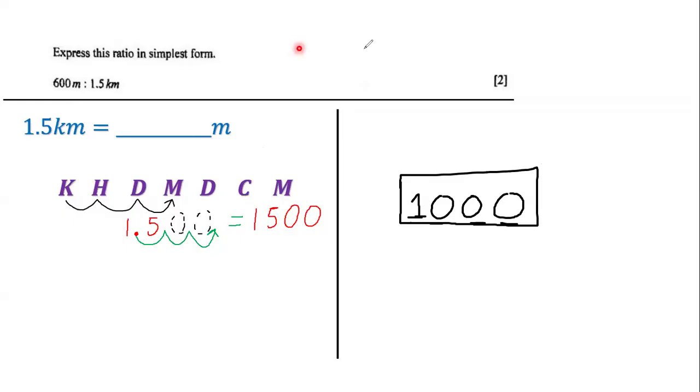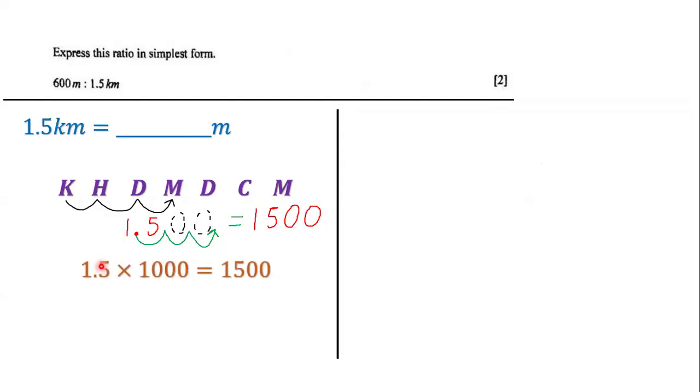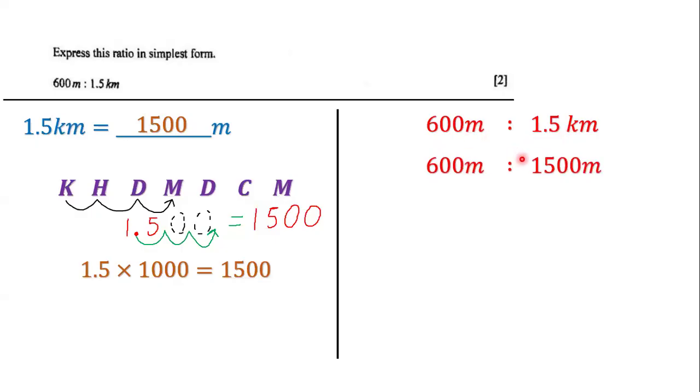All right, so that means that we're gonna be multiplying by 1,000. So we have 1.5 multiplied by 1,000, that gives us 1,500. So we have 1.5 kilometers is equal to 1,500 meters. And so that's what we have, right? So now we can go ahead and begin to simplify this particular ratio. So we have 600 meters to 1.5 kilometers, right? And so we're gonna have 600 meters to 1,500 meters.